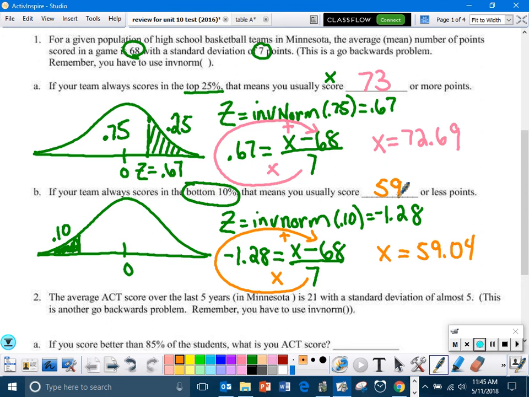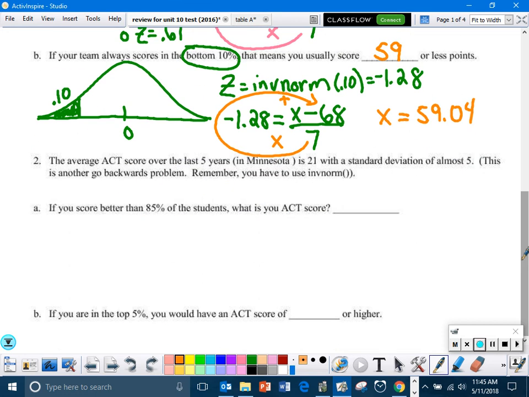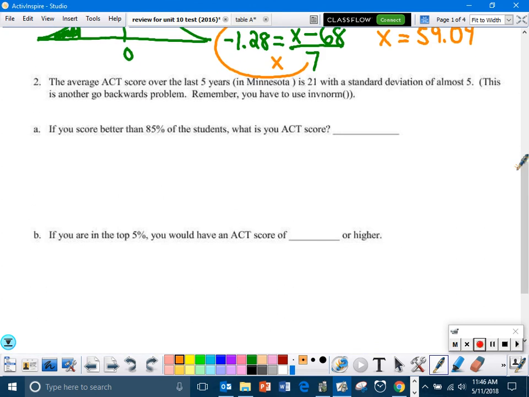All right, let's do another one. The average ACT score over the last 5 years in Minnesota is 21, with a standard deviation of almost 5. This is another go backwards problem. Remember, you have to use inverse norm. If you score better than 85% of the students, what is your ACT score?